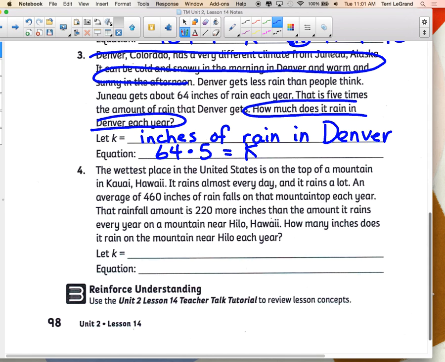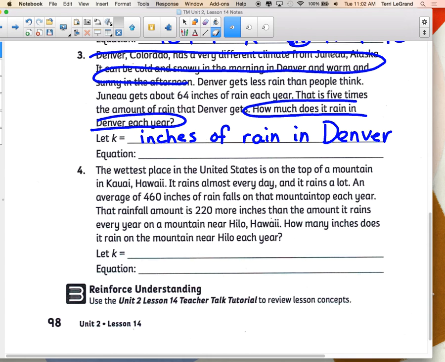How do you feel about that? Juneau gets 64 inches, Denver gets 320 inches. Does that seem reasonable? Juneau gets 5 times as much rain as Denver does. Didn't we decide Juneau gets more rain than Denver does? Is 64 more than 320? No, sorry Tyler, we're going to have to ditch this one, it's not going to work. But we need to try, don't we? So what are we going to try next?